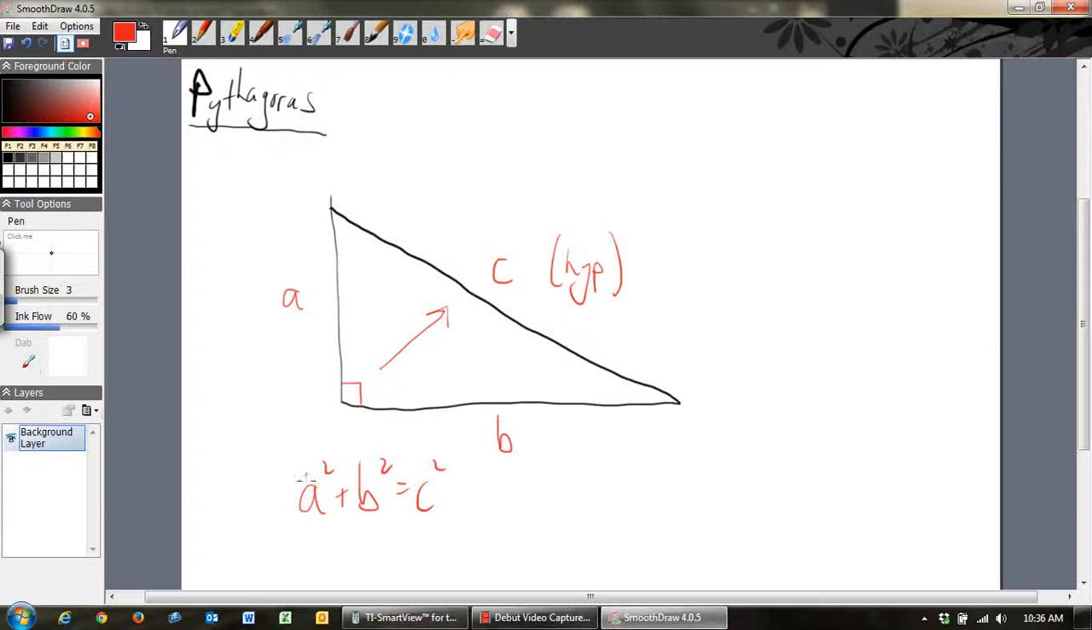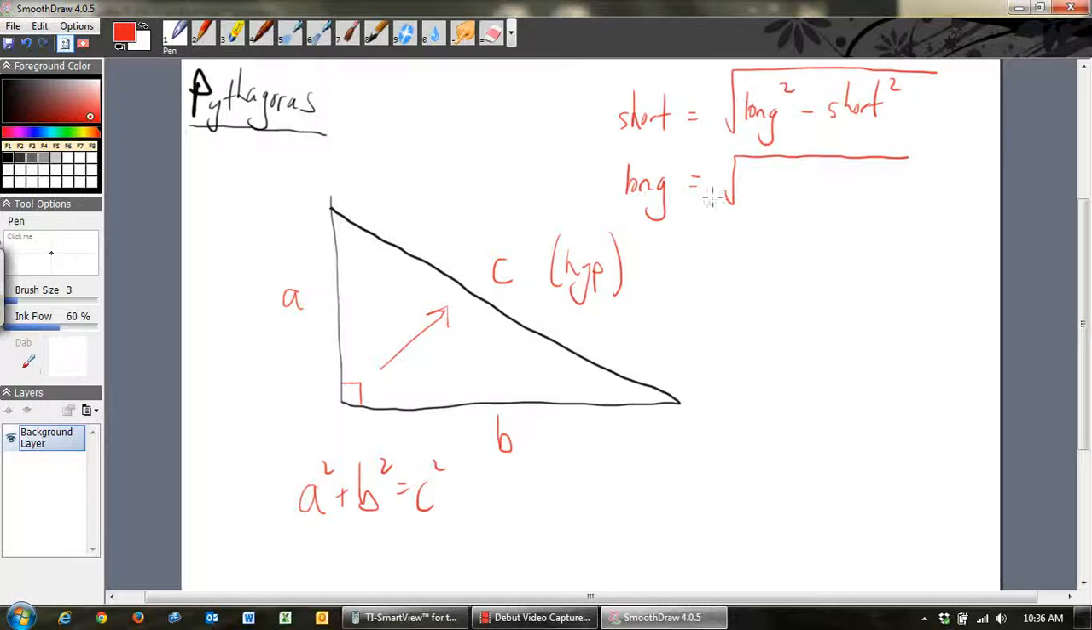You can use this formula and then solve the equation for each of those, but there's a bit of a shortcut. If you're trying to find a short side of a 90-degree triangle, so side A or side B, then it's equal to the square root of the long side squared minus the other short side squared.